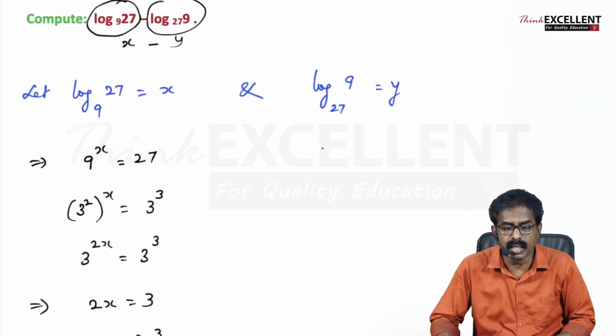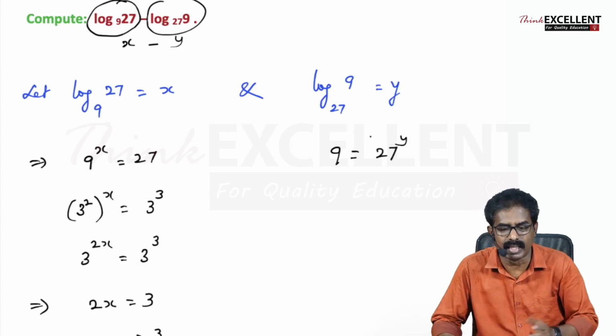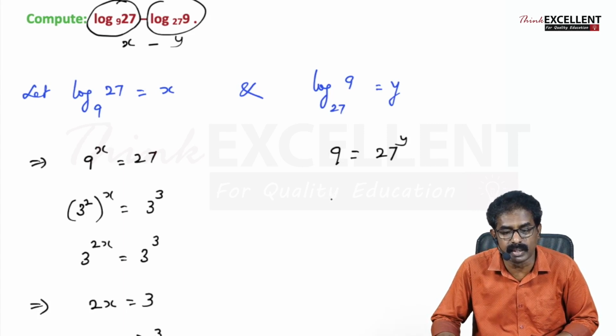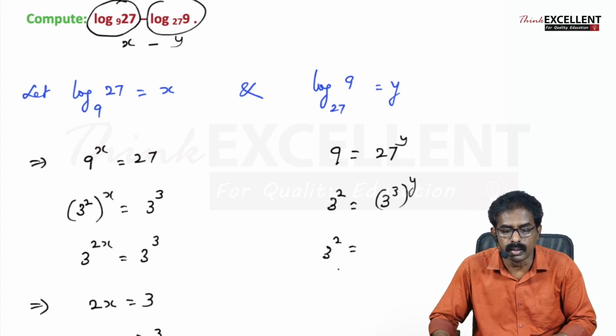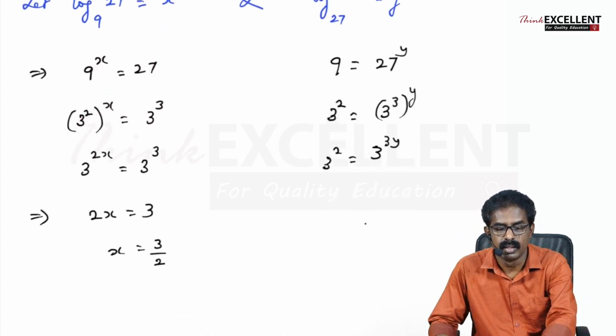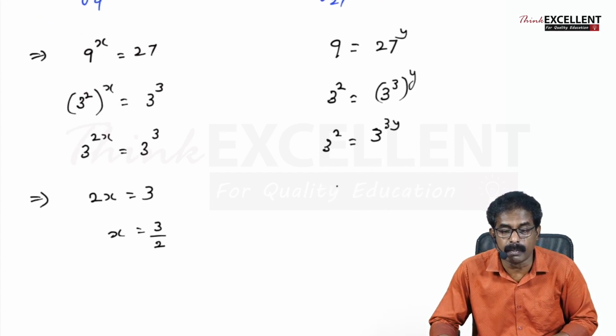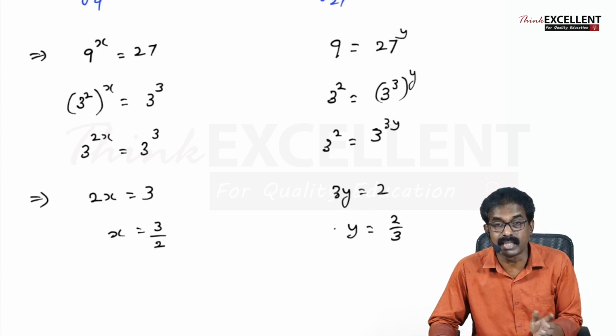From the second one, you convert it into exponential form. See what you get: 9 is equal to 27 raised to y. Or you can write it first as 27 raised to y equal to 9, everything same. Convert to base 3. 9 can be written as 3 square, and 27 is 3 cube, the whole power y. So 3 square is equal to 3 raised to 3y, right? Now bases are the same, so you can equate the powers. So 3y equal to 2, or y equal to 2 by 3. Okay, now listen, x value, y value, got it?